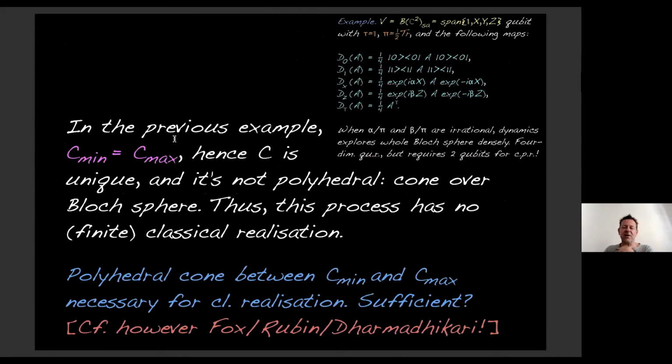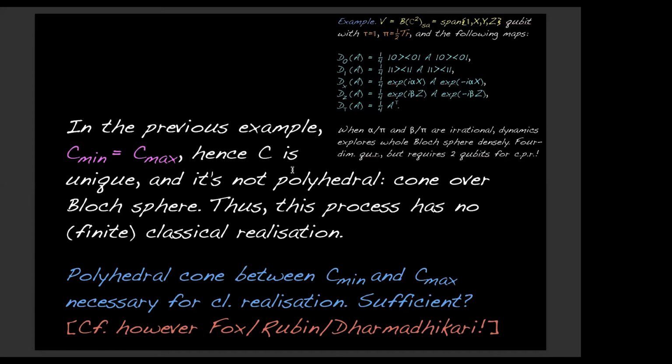So in the previous example, we have a very interesting case. We have no choice of the cone. We have designed the example in such a way that the minimal cone and the maximal cone, which are upper and lower bounds for any candidate positive cone describing the GPT in question, are the same. And so C is unique. And it is the Bloch sphere. And so this gives a very simple geometrical argument why this process cannot be represented by a classical realization.